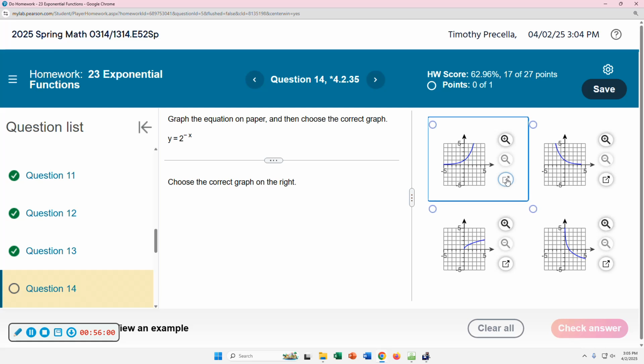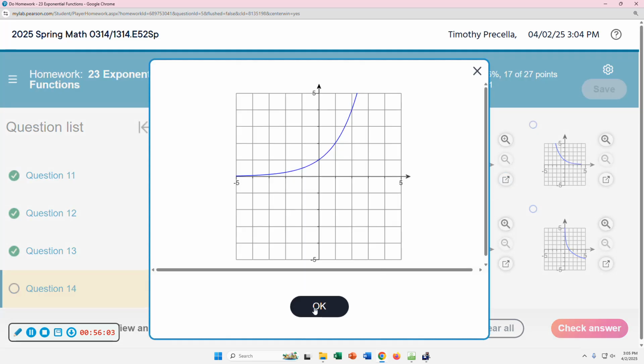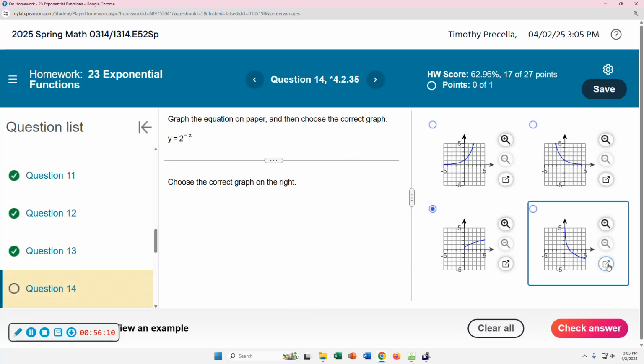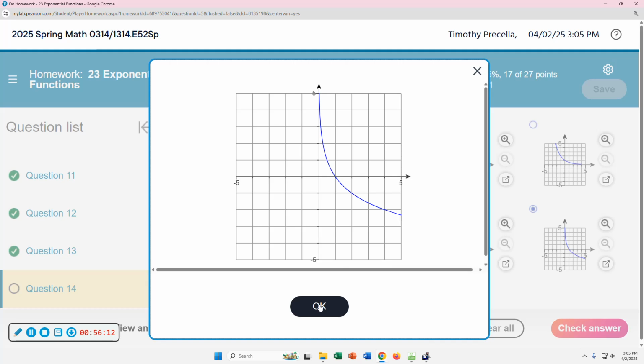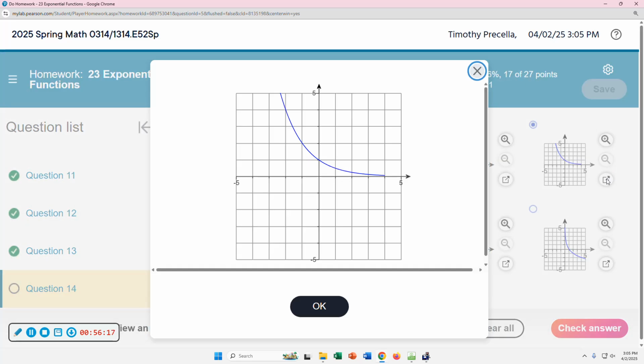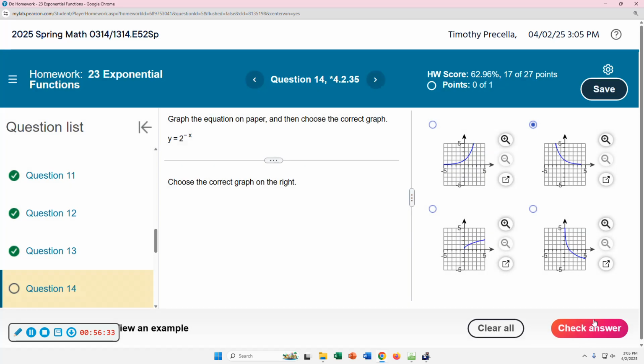Let's see, which one? I'm thinking it's not A. Not B. Oh, there's not even a letter. That one. Notice, left 2, up 4. They showed that point. Left 1, up 2. Over 0, up 1.